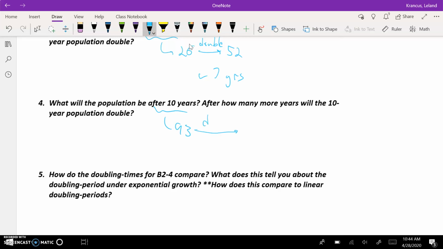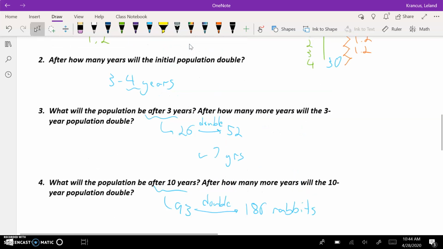And if that's going to double, we're looking for it to be at 186 rabbits. So I'm going to pause here, and you might think that as a population gets bigger, it takes a longer time for that population to double.